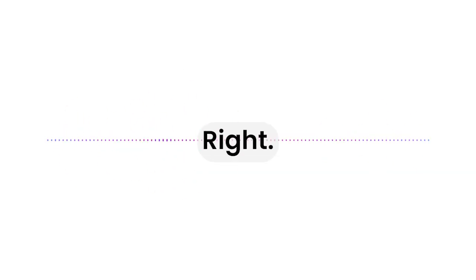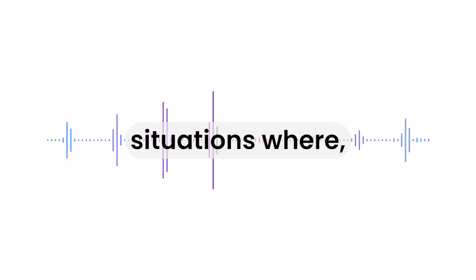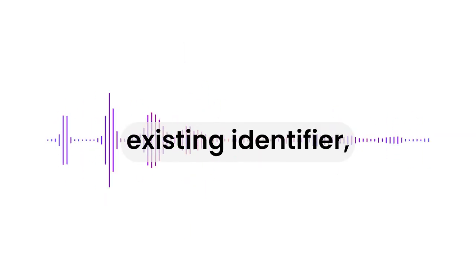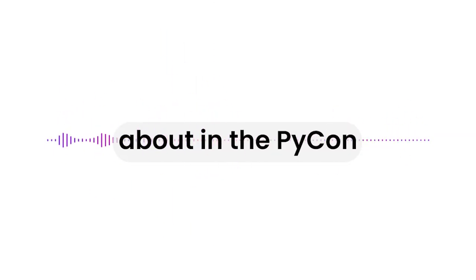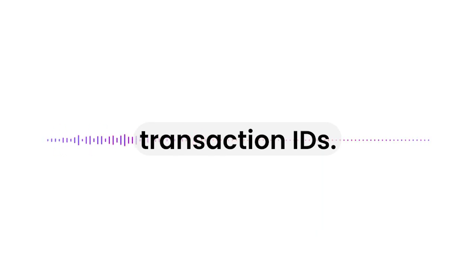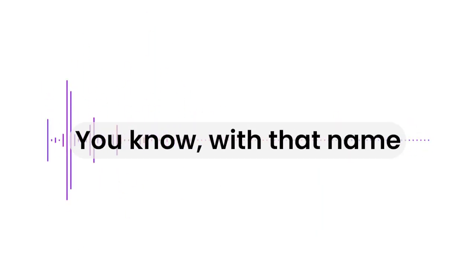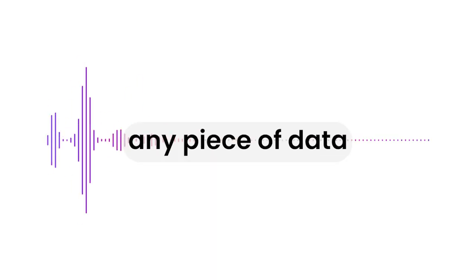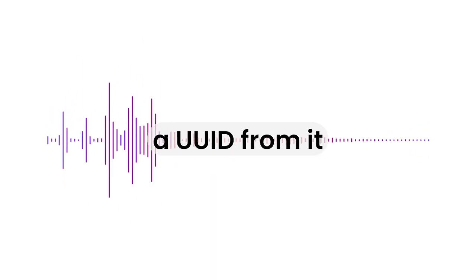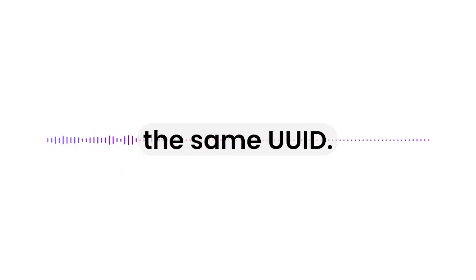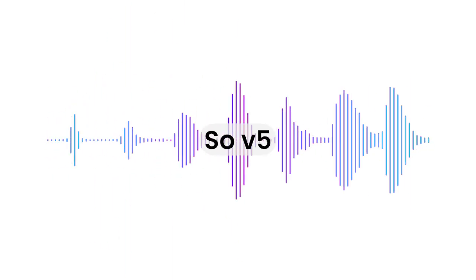Right. But what about those situations where I need to create a UUID from an existing identifier, like they talked about in the PyCon talk with the financial transaction IDs? In those cases, V5 is going to be your best bet. With that name-based approach, you can take any piece of data and generate a UUID from it in a deterministic way. So the same input will always produce the same UUID. Got it. So V5 if I need to map existing IDs to UUIDs.